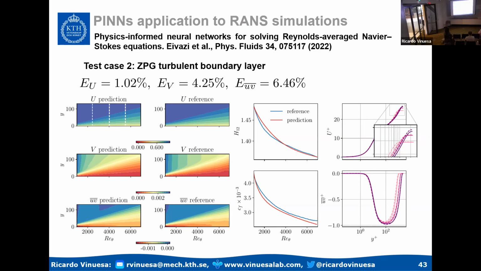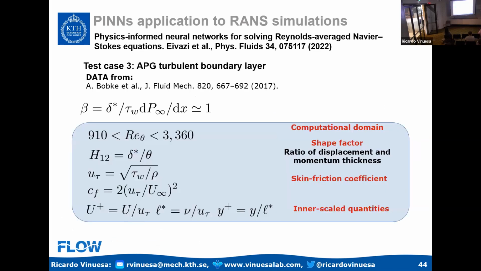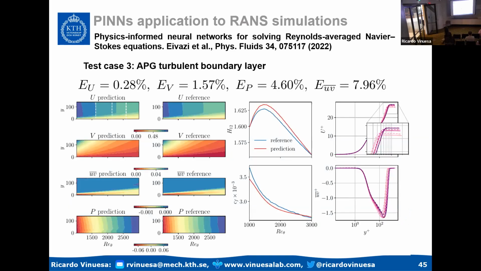But if we go to more complicated cases, for example, pressure gradient boundary layers. This is the work by Alexandra Bobke and others from some years ago. These are cases with constant beta, with constant pressure gradient parameters. So these are near equilibrium boundary layers up to theta 3000. And again, what we can see, well, the integral quantities, the skin friction coefficient, the shape factor, the mean 0.28% error, and even in the Reynolds shear stress, 8% error.